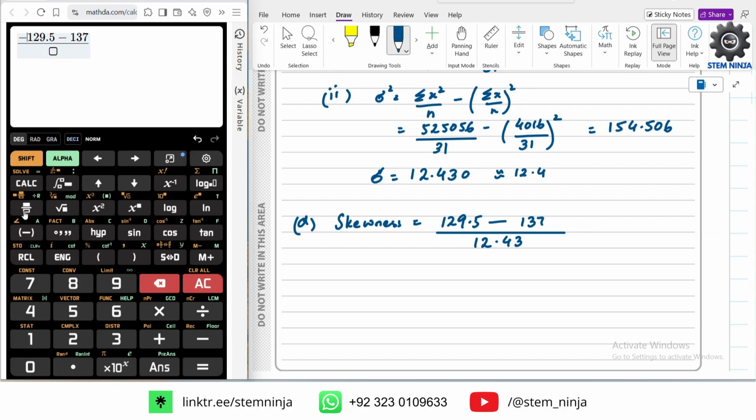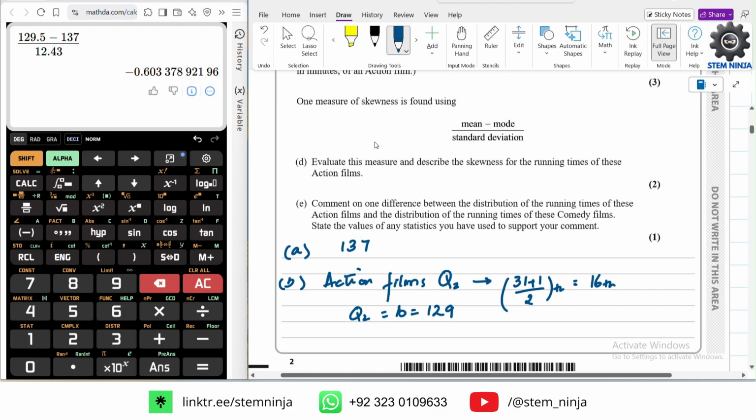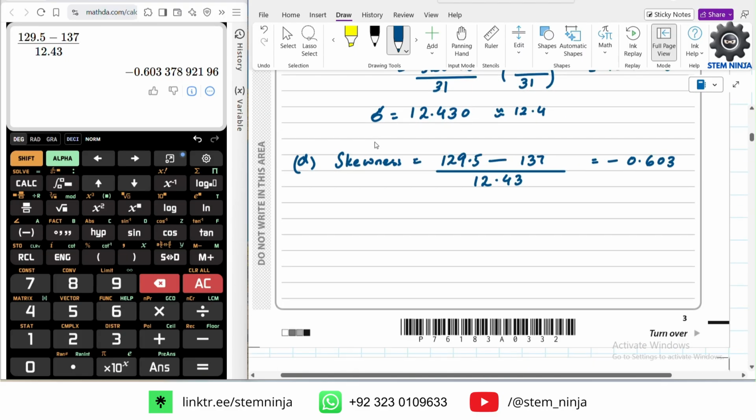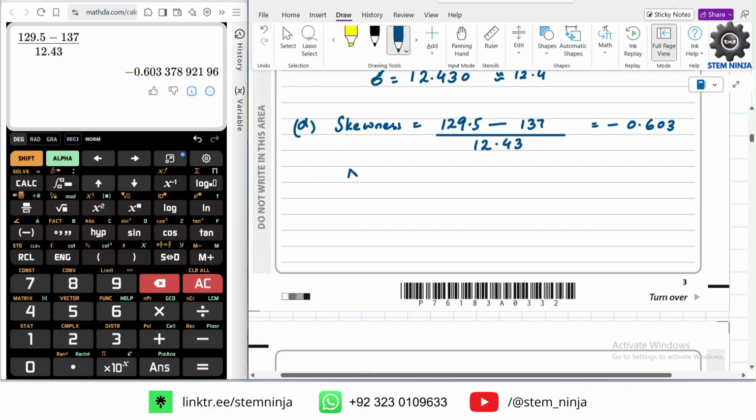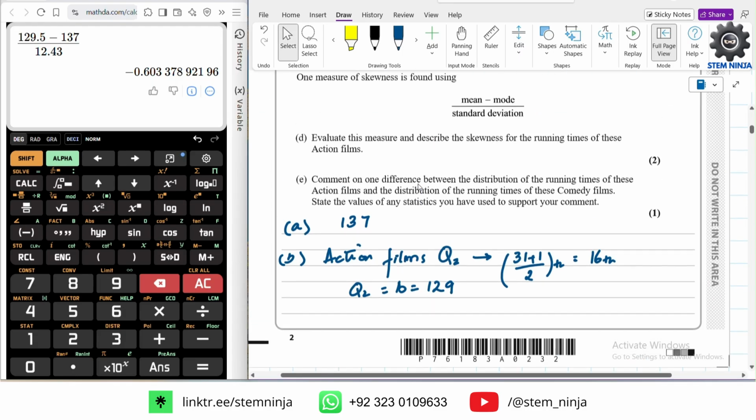Not minus. This is plus. And 12.43. This becomes this negative. So minus 0.603. So this is slightly negative. So we need to describe the skewness. We just need to describe it as negative skew basically. So negatively skewed. Right, okay. Let's see the next part.